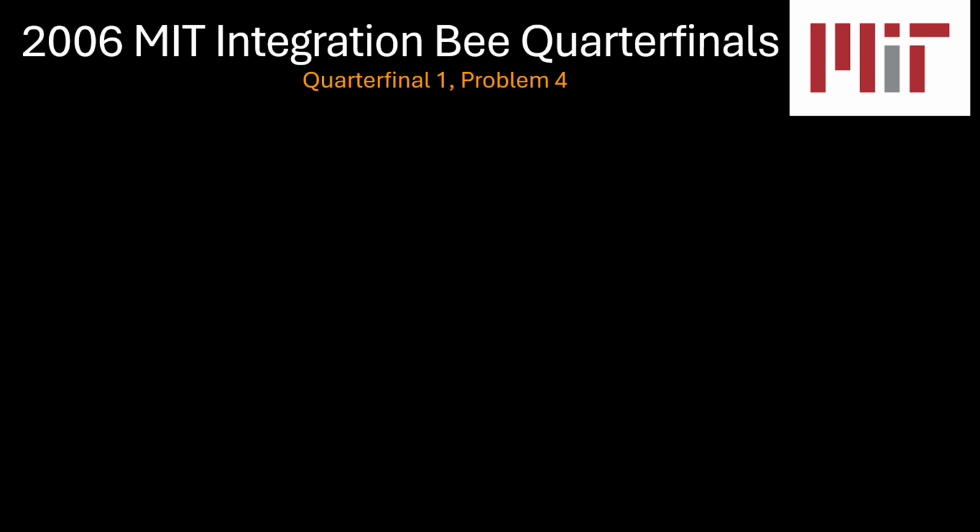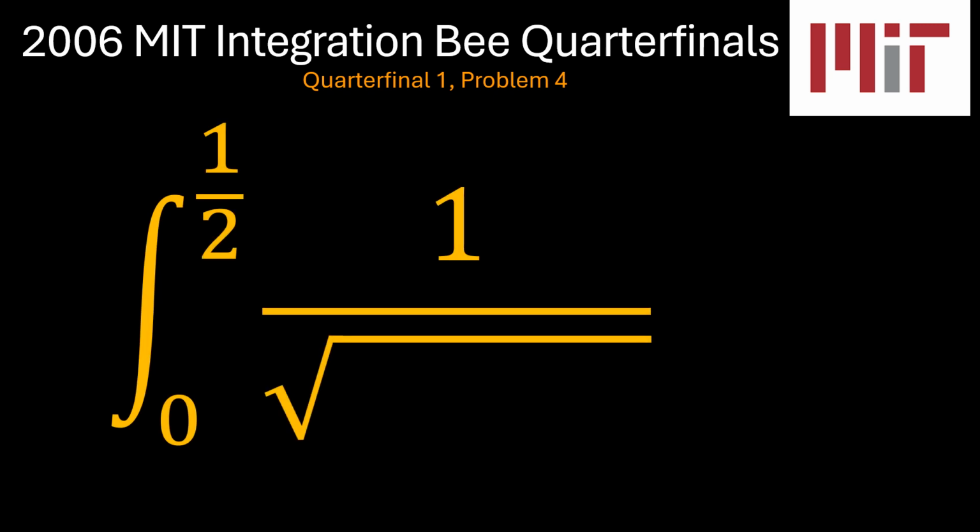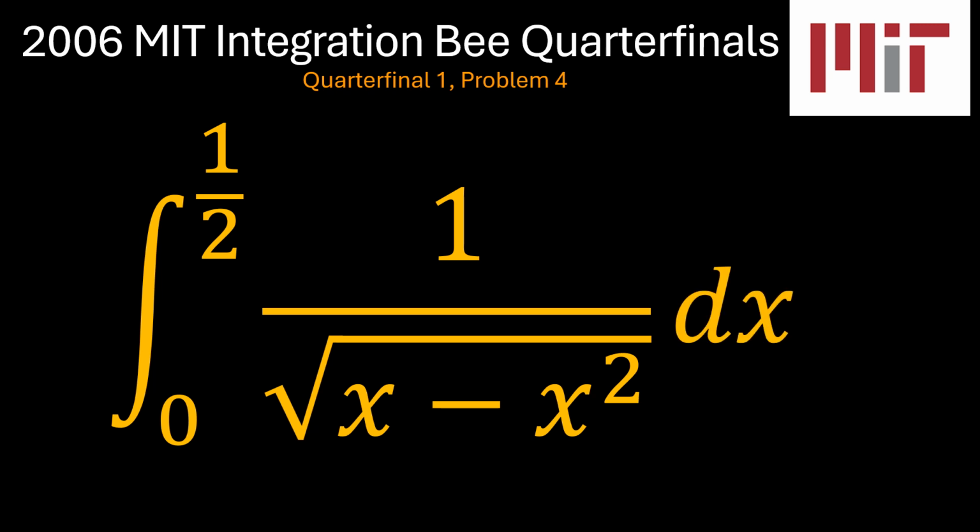Problem number 4 of the 2006 MIT Integration Bee Quarterfinals. Quarterfinal number 1. The definite integral from x equals 0 to x equals a half of 1 over the square root of x minus x squared. So this is also a fairly easy problem. We have two methods that we'd like to propose. Whatever is of interest to you, please feel free to look into that.